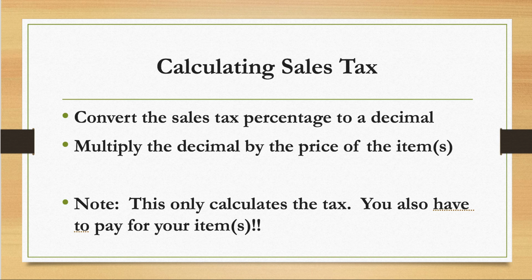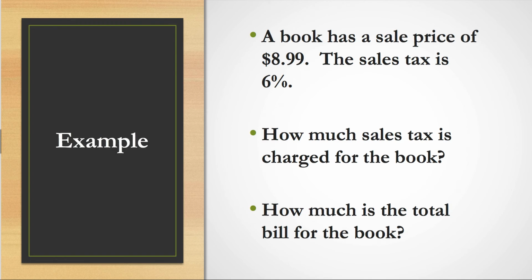We're going to look at a few examples. The first example says that a book has a sales price of $8.99. The sales tax is 6%. So we have two questions. We first want to figure out the sales tax on the book, and then we want to know what is the total bill for the book.